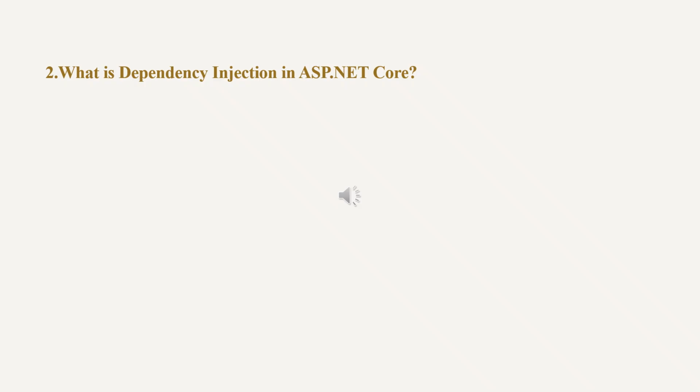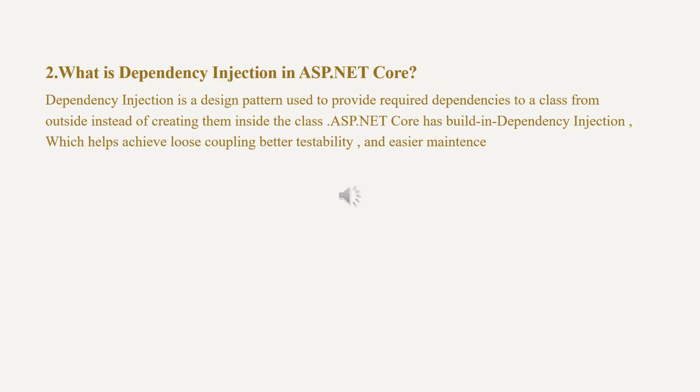2. What is dependency injection in ASP.NET Core? Dependency injection is a design pattern used to provide required dependencies to a class from outside instead of creating them inside the class. ASP.NET Core has built-in dependency injection, which helps achieve loose coupling.